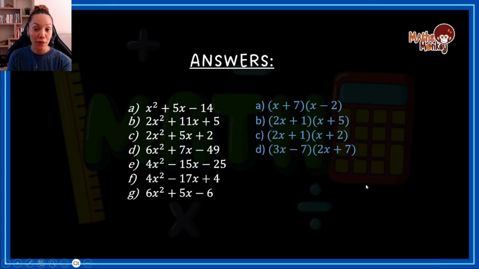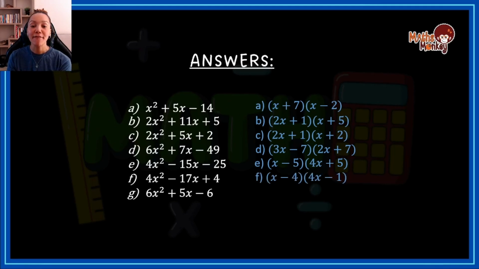Then for D, we've got 3x minus 7 and 2x plus 7. E, we've got x minus 5 and 4x plus 5. F, the answer was x minus 4 and 4x minus 1. And then the last one was 2x plus 3 and 3x minus 2.